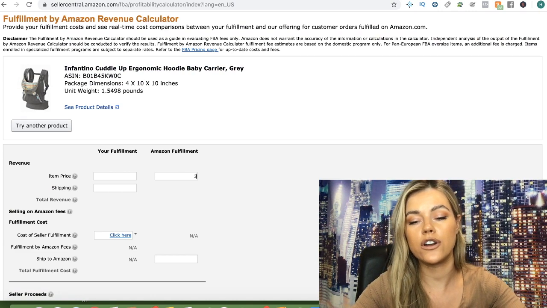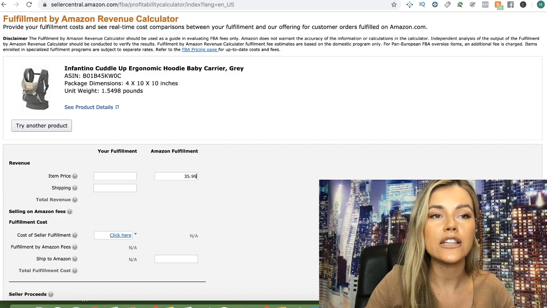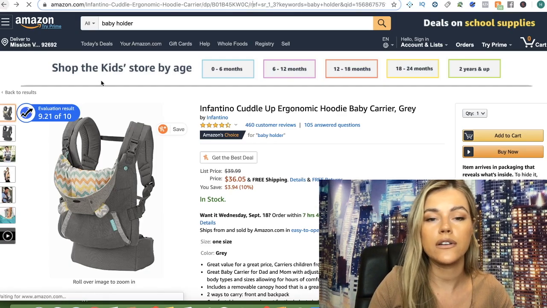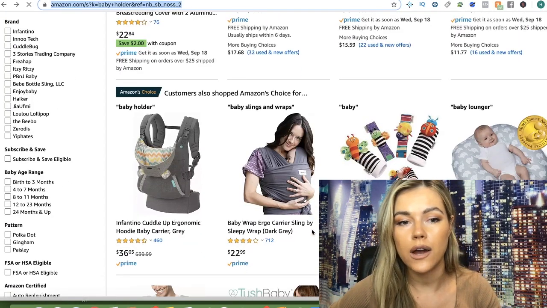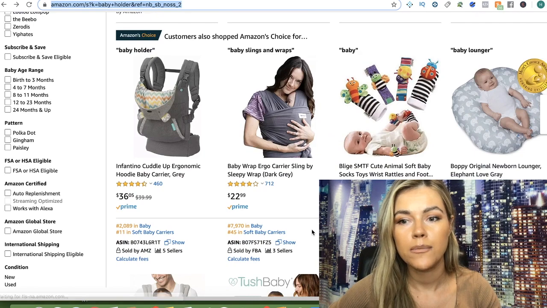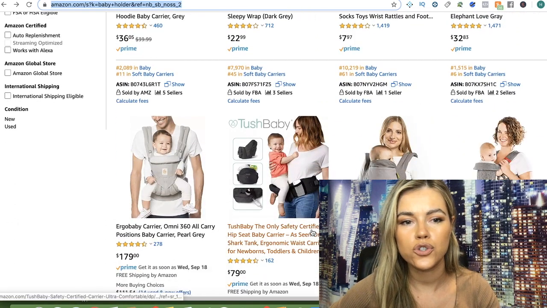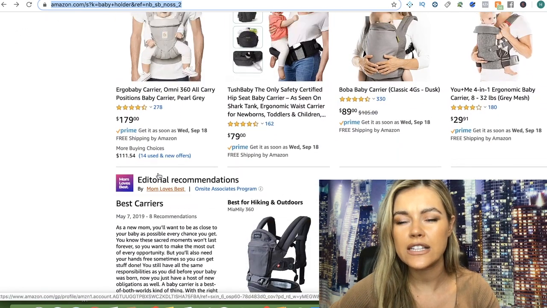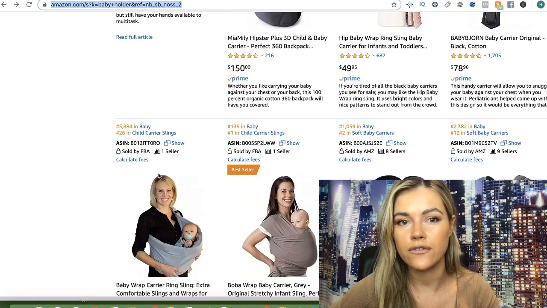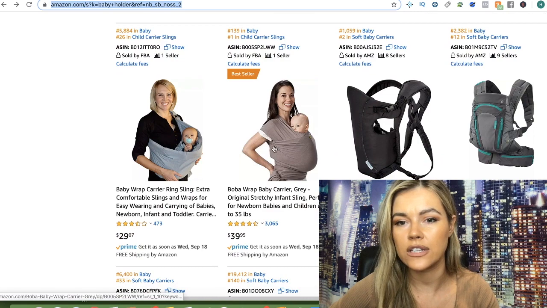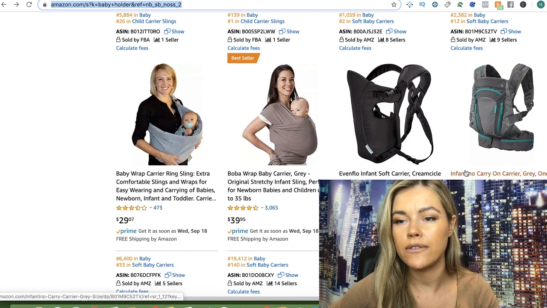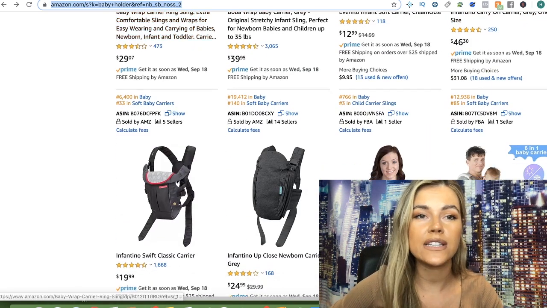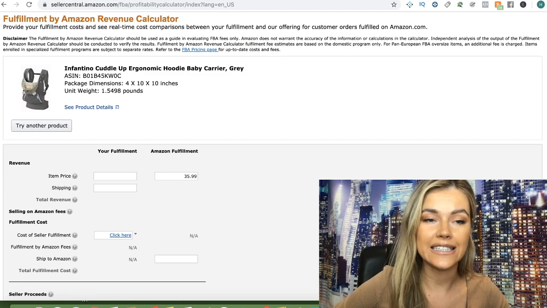Let's do like $35.99. Let's actually check the entire market for how much it's selling. So it looks like people are selling it for around, well, this one's expensive. I don't think that one's it though. But it looks like it's around the $35 mark, except for when we're getting into these expensive ones. Some are even quite expensive. So we'll just leave it at $35.99.